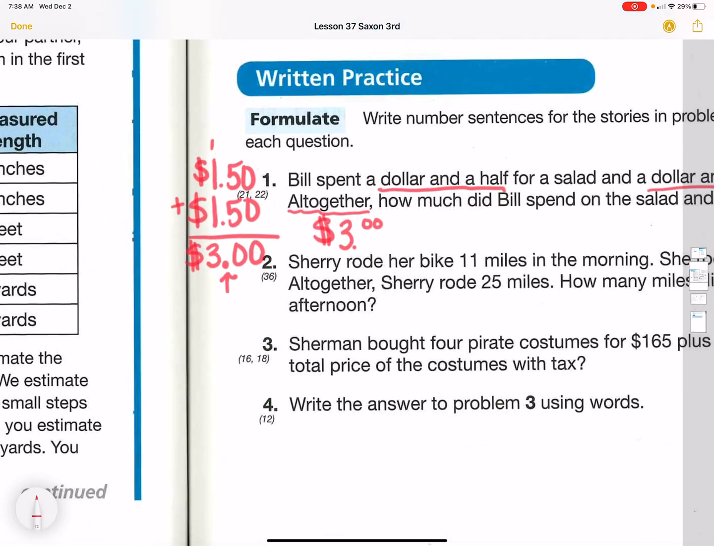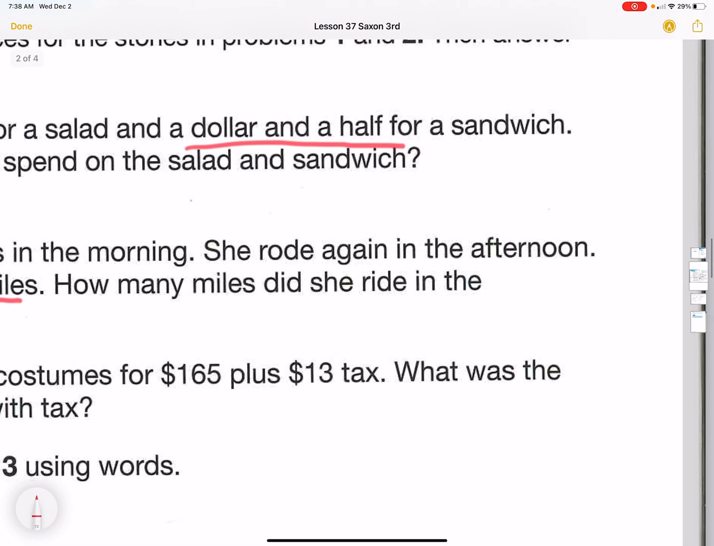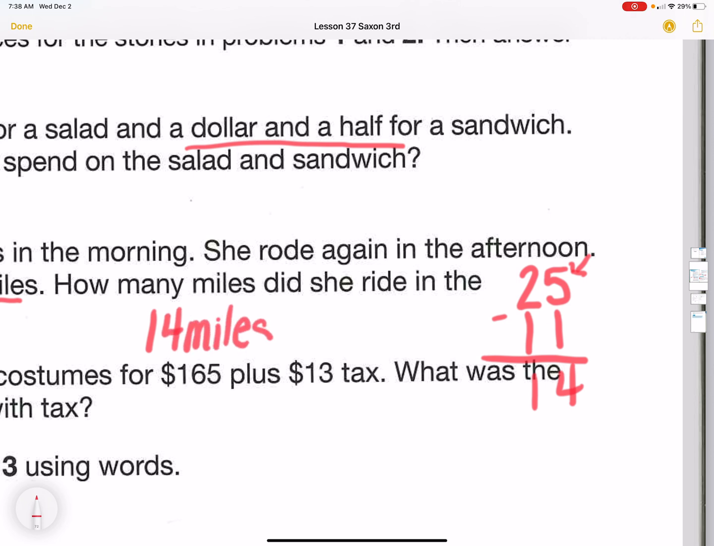Sherry rode her bike 11 miles in the morning, and this is a some and some more problem from yesterday. She rode it again some more, we don't know how much, but all together we do know she rode 25 miles. So let's take the 25, that is the all-together number, and 11, and subtract. We know this is the largest number we should have because it is the sum, so we cannot add. 5 minus 1 is 4, 2 minus 1 is 1, and I would love a beautiful label on this, 14 miles.